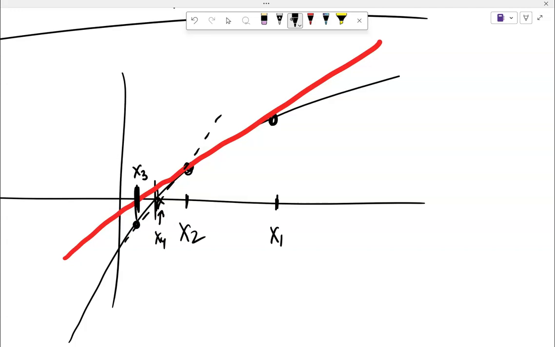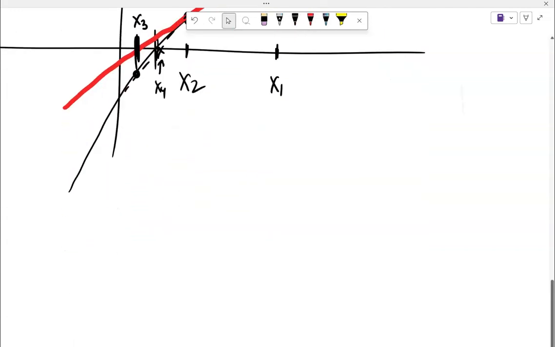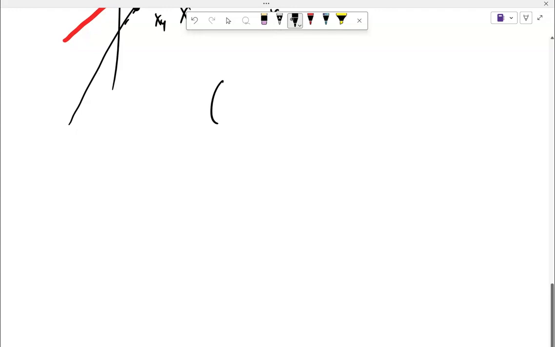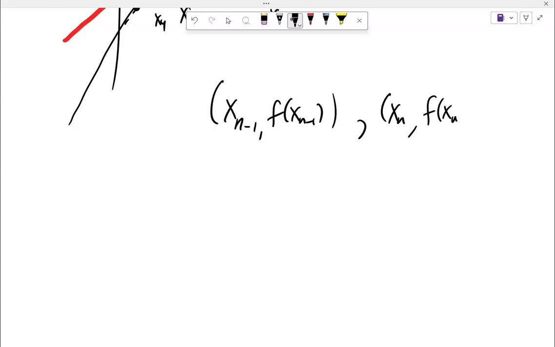All right. So anyway, this is the whole idea for the method. So if we just talk about how we would do this, if I've got the point, I'll call it x of n minus 1, f of x of n minus 1, and the other point, x of n, f of x of n, we can calculate the line through those 2 points, right?